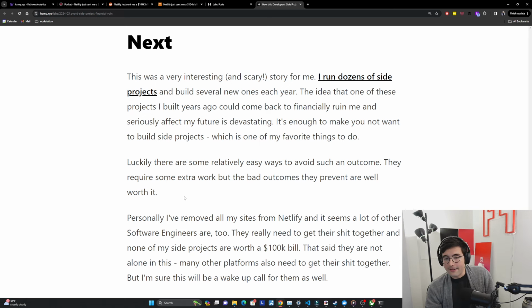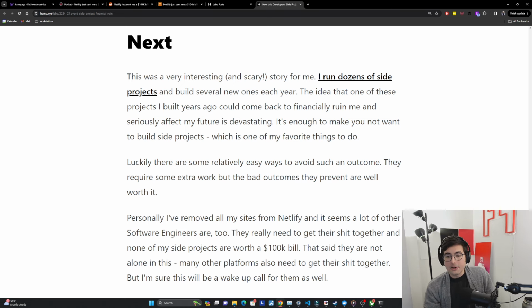Now, personally, I've removed all my sites from Netlify. I just did it this morning when I was looking through this and understanding the implications of it. And it seems like a lot of other software engineers are too, in the comments. I really think Netlify needs to get their act together, and none of my side projects are worth a $100,000 bill. So until they have controls that will make it impossible for that to happen, it's not worth running any of my stuff on there.